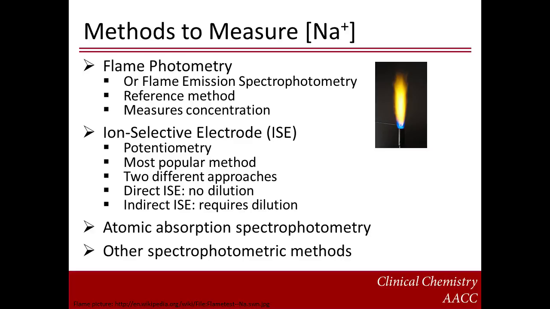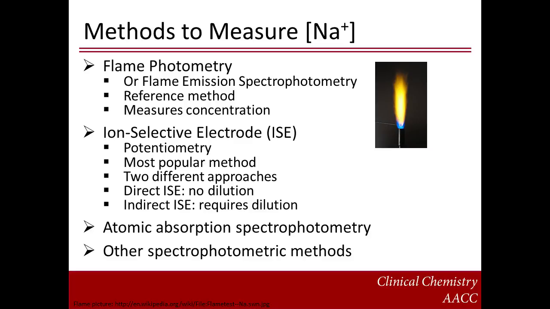There are several methods available to measure sodium concentration in serum or plasma: flame photometry, ion-selective electrodes, atomic absorption spectrophotometry, and other spectrophotometric methods. Flame photometry is also known as flame emission spectrophotometry. It is one of the oldest methods that measure sodium concentration based on the distinct color of sodium in a flame, as shown in the picture here. It has been considered the reference method for sodium measurement.